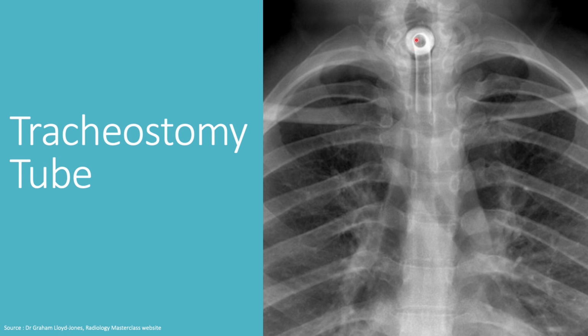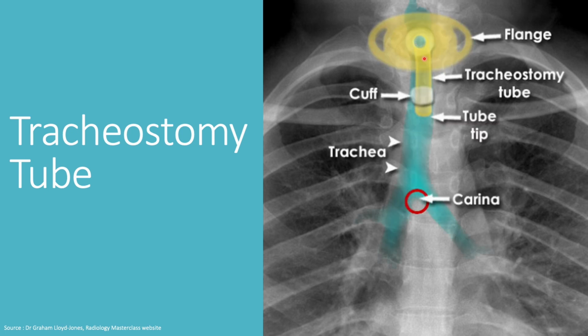Tracheostomy tubes differ from oral endotracheal tubes because they are fixed at the skin. Their tip is usually positioned 6 centimeters above the carina, roughly midway between the skin entry point and the carina, and they are less affected by neck movement.